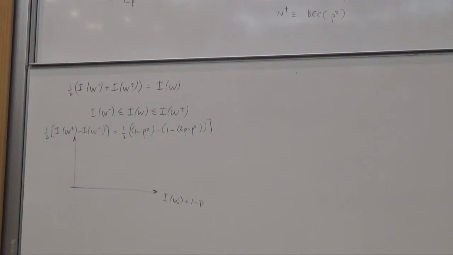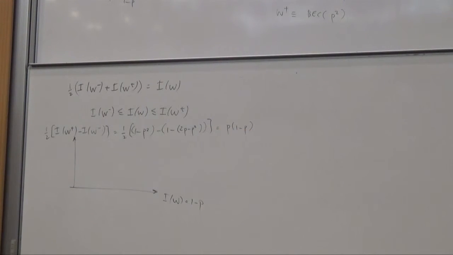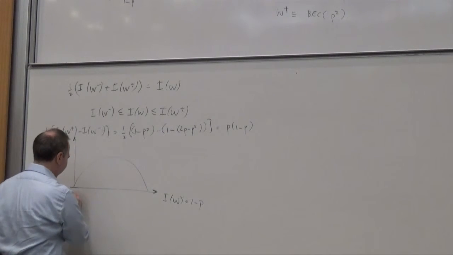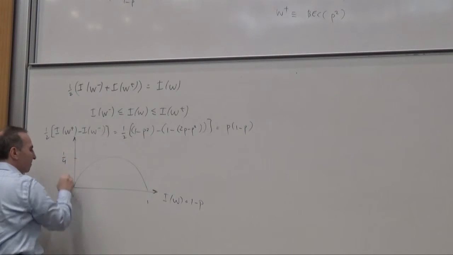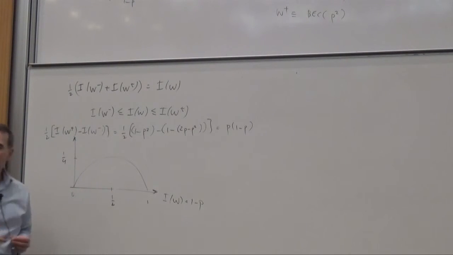So the ones cancel, okay, and then we get 2p squared minus p, or something like that. 2p minus 2p squared. This becomes 2 times 1 minus p. Is that correct? Right. So what we get is a curve like this. So this is the case for the erasure channel.